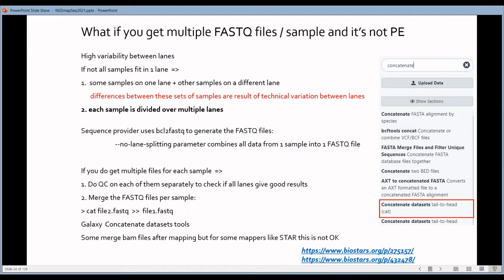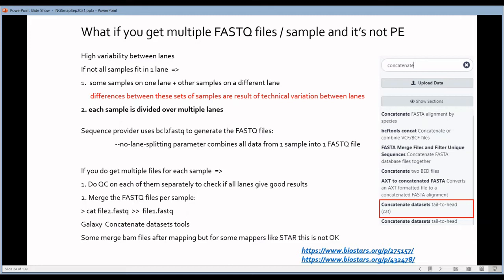Now, he's not going to do the following, half of the samples in one lane and half of the samples in the other lane, because that would create a lot of variation between these two sets of samples that is not biological. So a better solution here is to fit each sample over both lanes. He's going to divide each sample in two and put half of it on lane number 1 and half of it on lane number 2. Hence, you will get two FASTQ files per sample, because what the sequencer generates is one FASTQ file per lane.